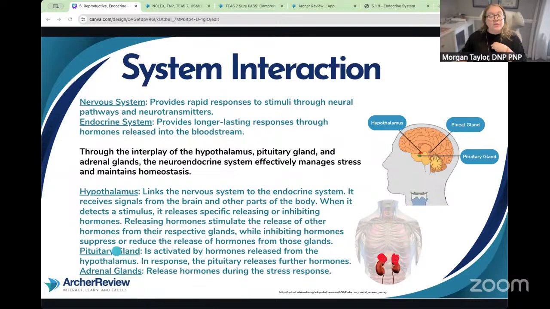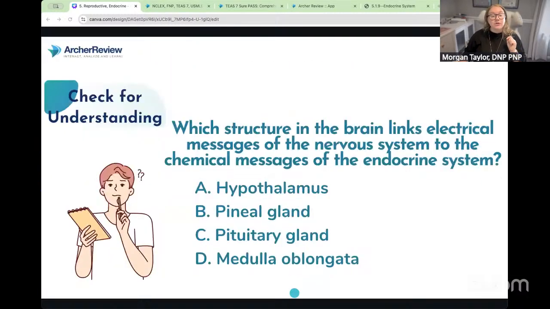Really good. The pituitary is activated by hormones, but hormones that are released from the hypothalamus. Honestly, I think of it as a middleman. The hypothalamus is what's plugged into the nervous system and sends those signals to the pituitary. The pituitary gets activated from the hypothalamus and then releases further hormones, kind of like a chain reaction. So the correct answer here is A. Linking the nervous system to the endocrine system is the hypothalamus.